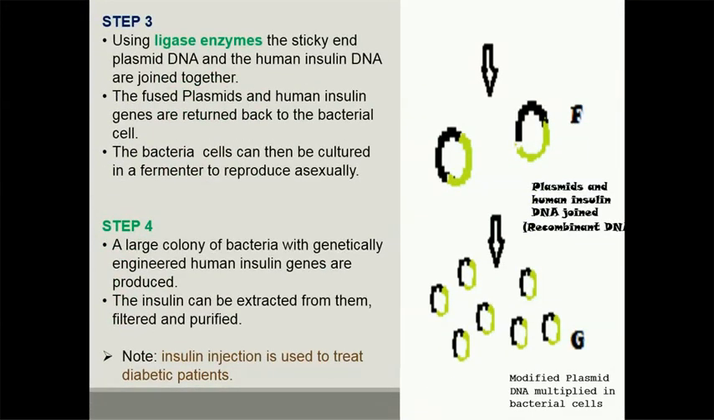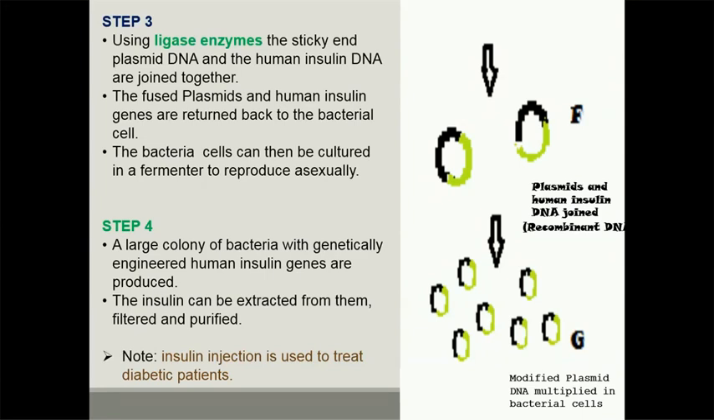Now, using ligase enzymes, the sticky end plasmid DNA from step 2 and the human insulin DNA from step 1 are joined together. So the fused plasmid and the human insulin gene, known as recombinant DNA, are then returned back. That's it, they are put back into the bacterial cells. Now, the bacterial cells can then be cultured in a fermenter to reproduce asexually. You know that the purpose of reproduction is multiplication.